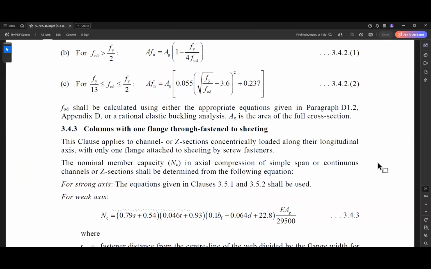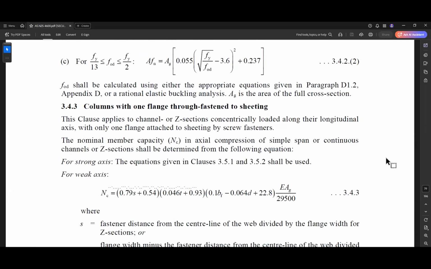So if we have a column in a wall and the wall sheeting is fastened directly to the column, the buckling of this column will be different. The buckling behavior of this one will be different. This is one option. Another option is purlins or girts that are under axial load or combined axial load, so this formula can be used.